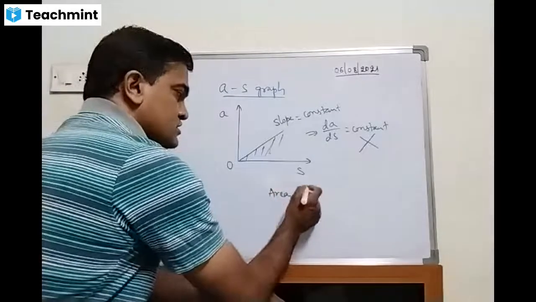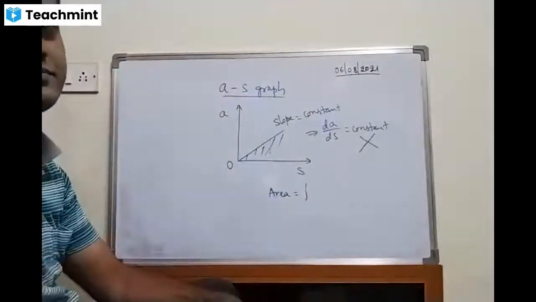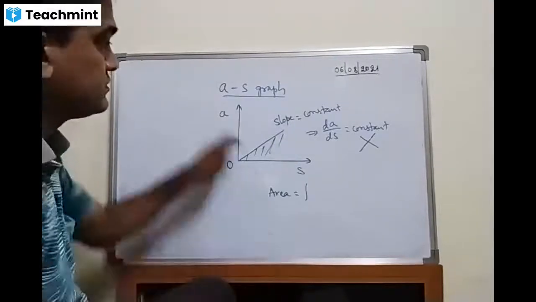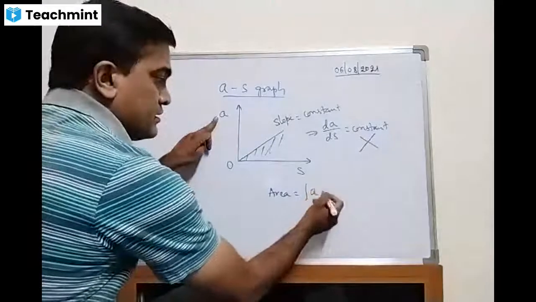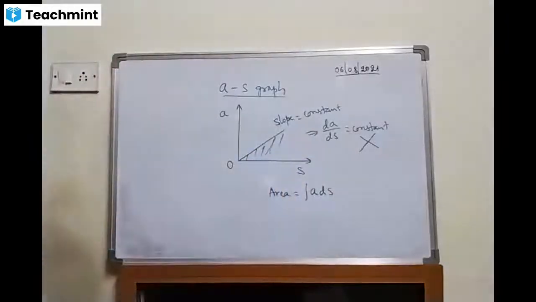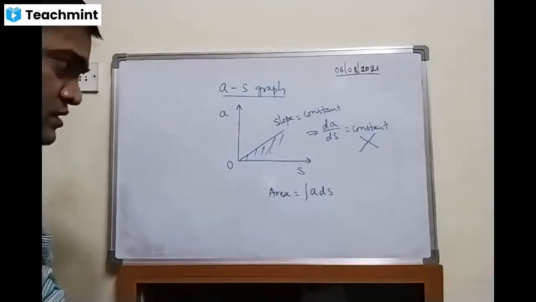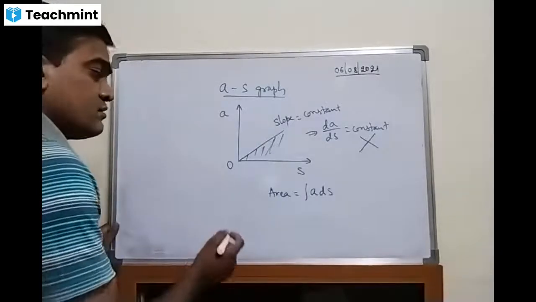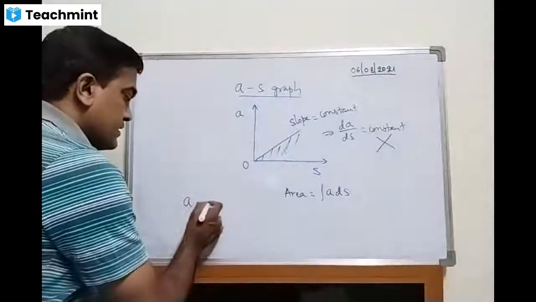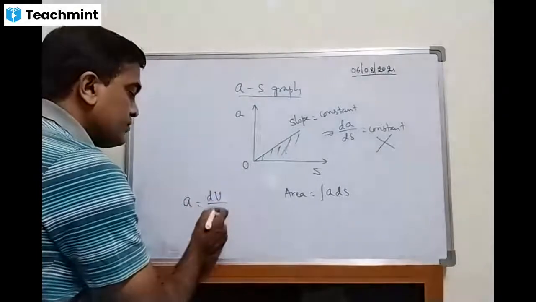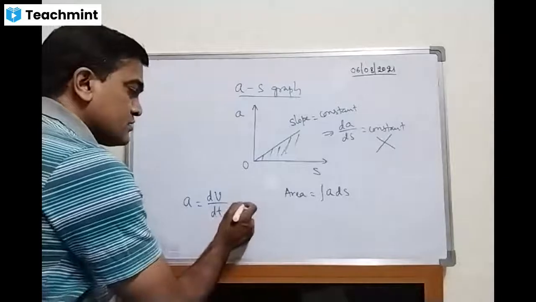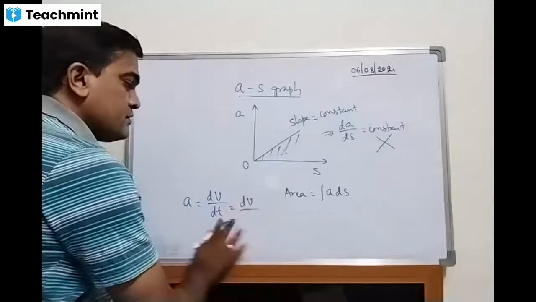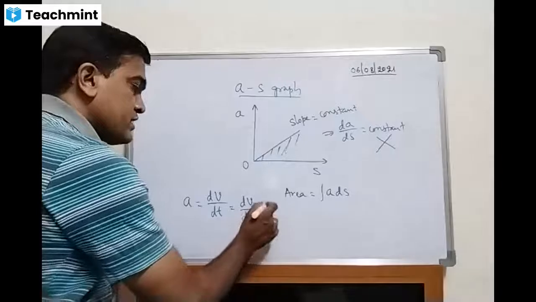Area is nothing but integral of y dx. Here, y is A and dx is dS, so it is the integral of A dS. That gives area. Now, can I write acceleration? In the previous case, if you remember, we got acceleration as A is equal to dv by dt. This is nothing but dv by ds into ds by dt.